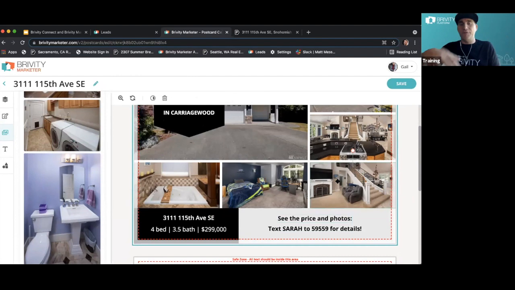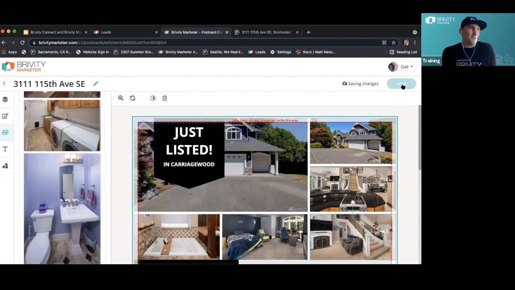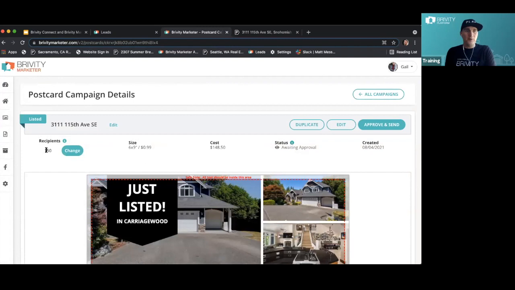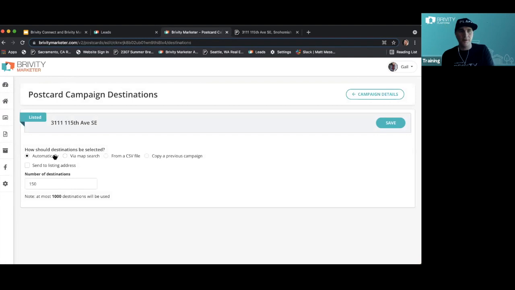A lot of times you just set the template up, and people are not even editing this. They're straight to print. But once I've edited it and saved it, I'd come back here and send this postcard out. Now, there are four ways you could decide who gets this postcard. You could use automatically, where we have an algorithm that looks at this address and says, if you wanted to send 150 postcards around this address, what would be the best 150 homes to send it to? Not just the nearest 150, like every door direct mail.